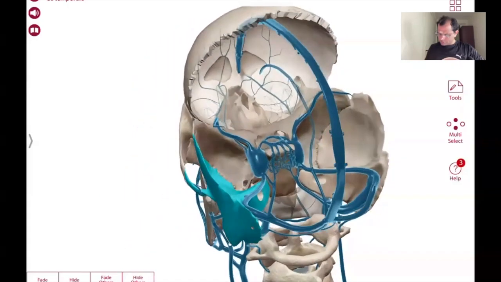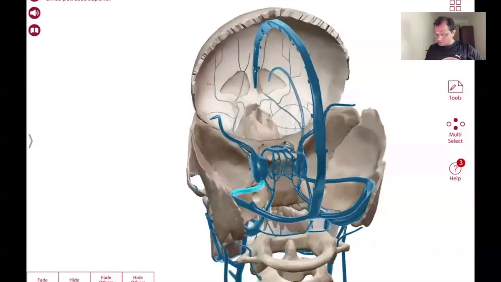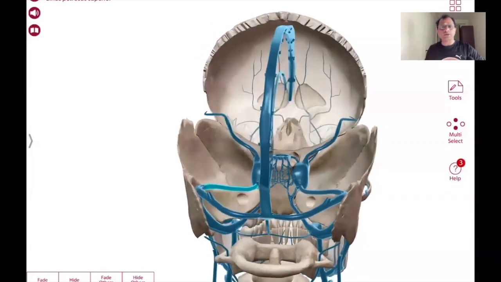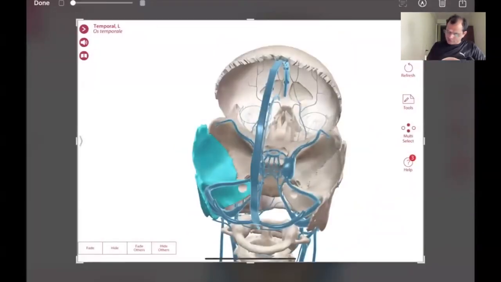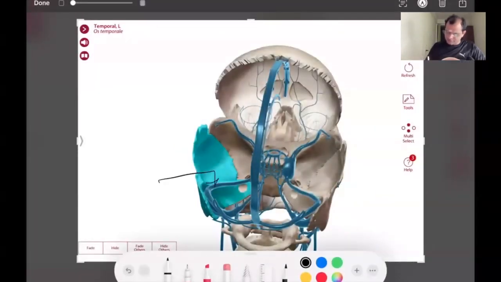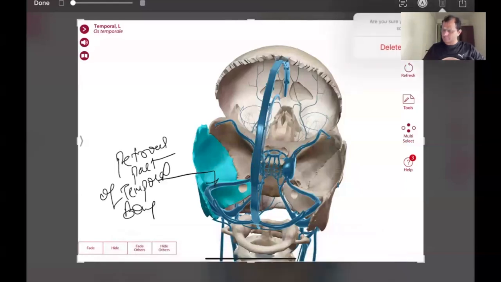If we go on the inner side of the temporal bone, we can see the superior petrosal sinus. It is touching the temporal bone, the part of temporal bone called the petrous part. So that's why we are telling petrosal sinus. This is the petrous part of the temporal bone. So this vein is coming, this is called petrosal sinus. Okay, let's see here, this vein.